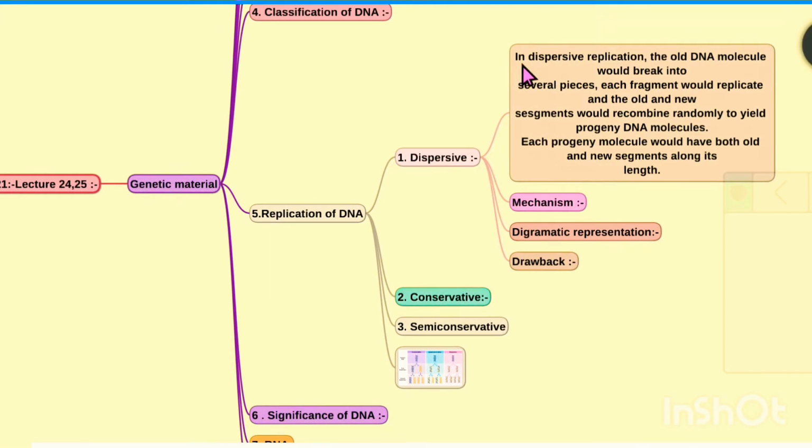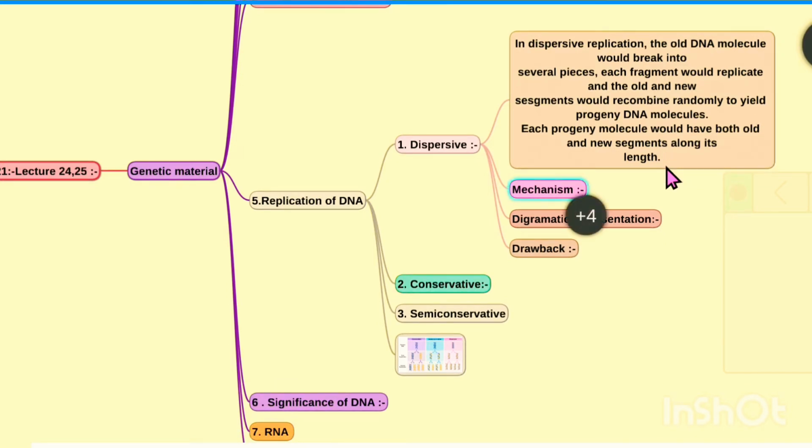We'll see here in dispersive replication, the old DNA molecule would break into several pieces. Each fragment would replicate, and the old and new segments would combine randomly to yield progeny DNA molecules. Each progeny molecule would have both old and new segments along its length.